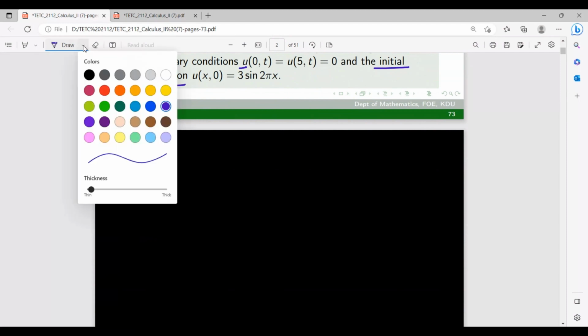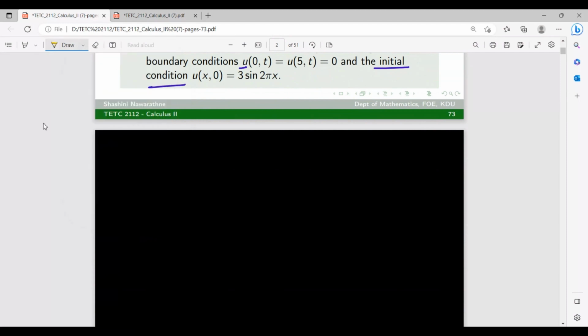Okay. So the first thing that we are going to discuss is the method of separation of variables.